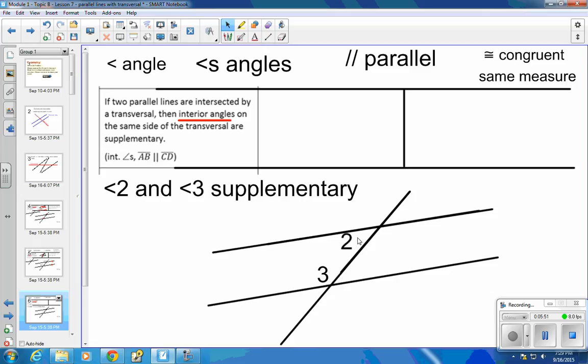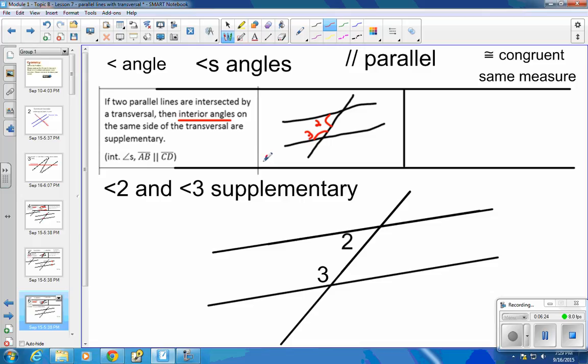Okay, I haven't changed the measure of angle 2 and I haven't changed the measure of angle 3, and we saw for sure that they were supplementary down here, so just because I slide it up here doesn't change anything. So angle 2 and angle 3 have to be supplementary. So our picture, we have our parallel lines. We're going to cut that with our transversal. We're going to talk about these two angles here, and you're going to call them angle 2 and angle 3.